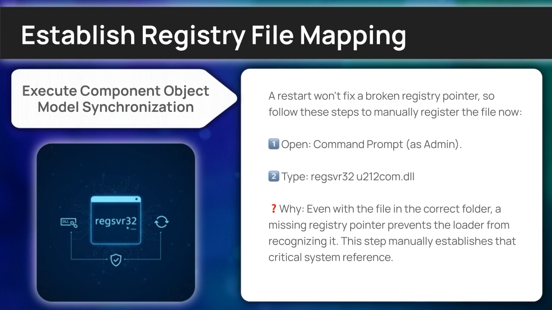First, open Command Prompt as admin. Second, type regsvr32 followed by your file name causing the error, then hit Enter. Why are we doing this? Well, even with the file in the correct folder, a missing registry pointer prevents the loader from recognizing it. This step manually establishes that critical system reference.